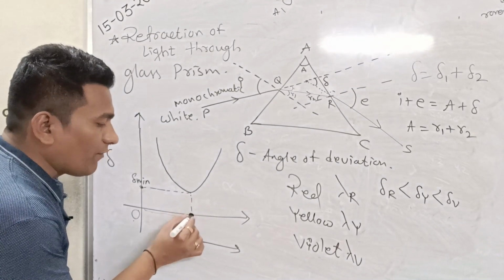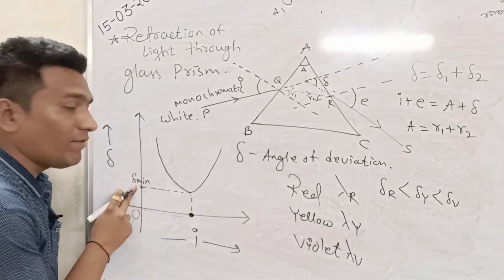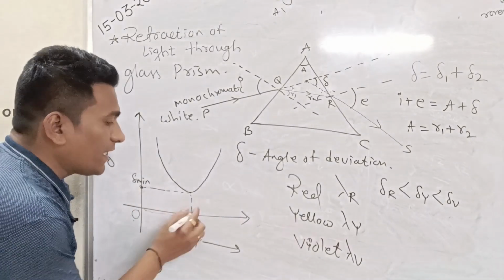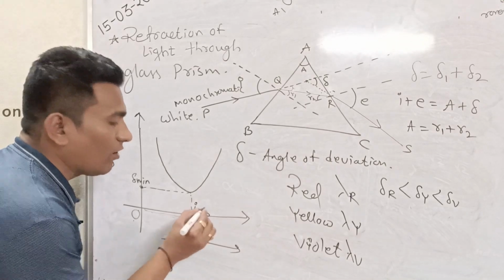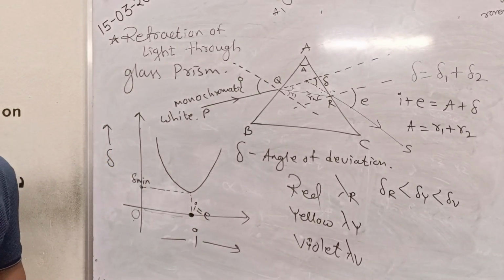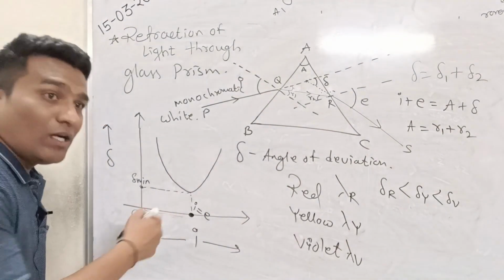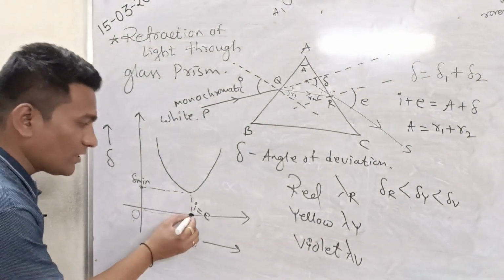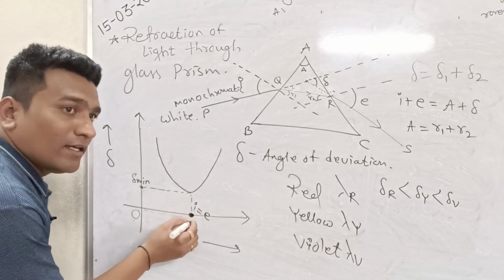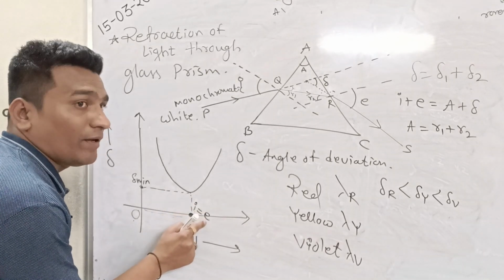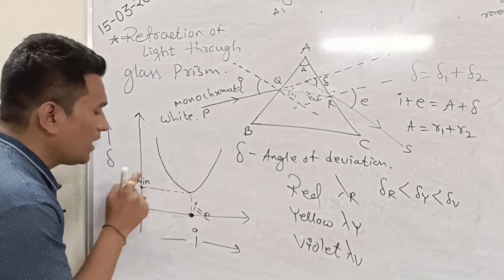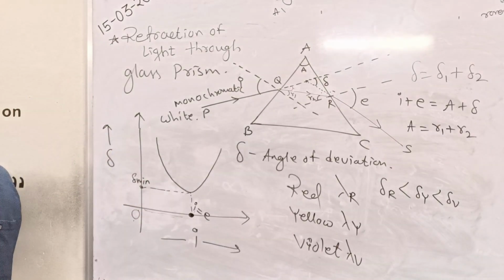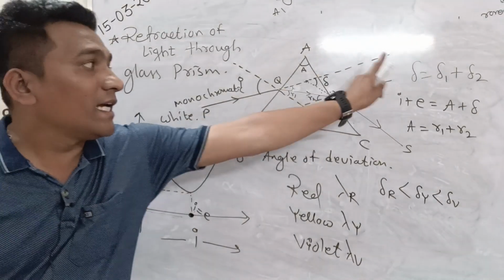At this point where the deviation is minimum, we find that the angle of incidence is equal to the angle of emergence. Not for all angles of incidence is it equal to the angle of emergence. Yes, this is the only particular angle where the angle of incidence is equal to the angle of emergence. When this happens, the deviation is minimum. So how will the formulas change?